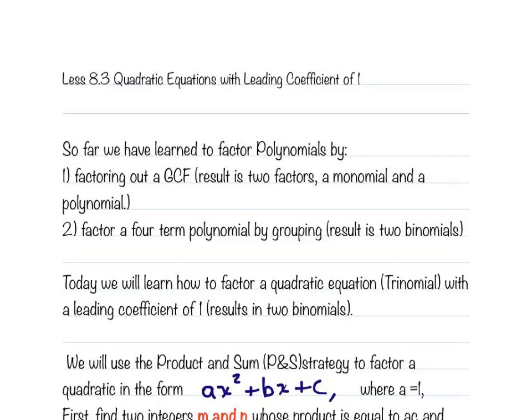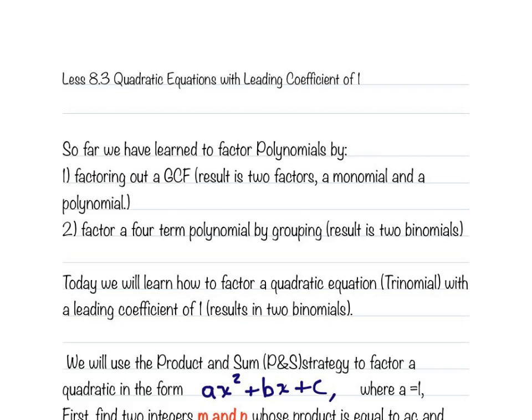Lesson 8.3. Today we will learn how to factor a quadratic equation with a leading coefficient of 1. So far, in lesson 8.1 and 8.2, we've learned how to factor. We've learned how to factor monomials and we've learned how to factor polynomials. In factoring polynomials, we learned how to factor out the GCF.